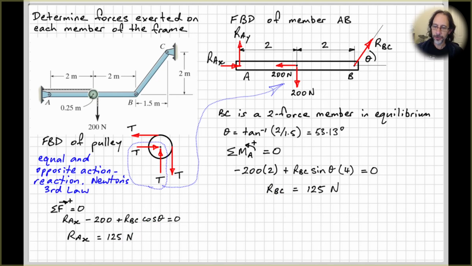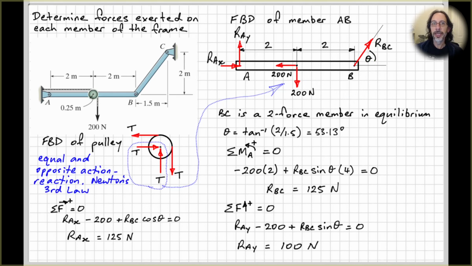Right, substitute RBC into here from what we calculated before, rearrange and put it into your calculator and get RAx equals 125 newtons. Now if we do the sum of the forces in the vertical direction equals 0, right, we have RAy in the positive direction minus the 200 Newton force here, plus the vertical component of RBC. Substitute RBC from before and we can calculate RAy equals 100 newtons. Right, so they're all the forces that act on the member AB.